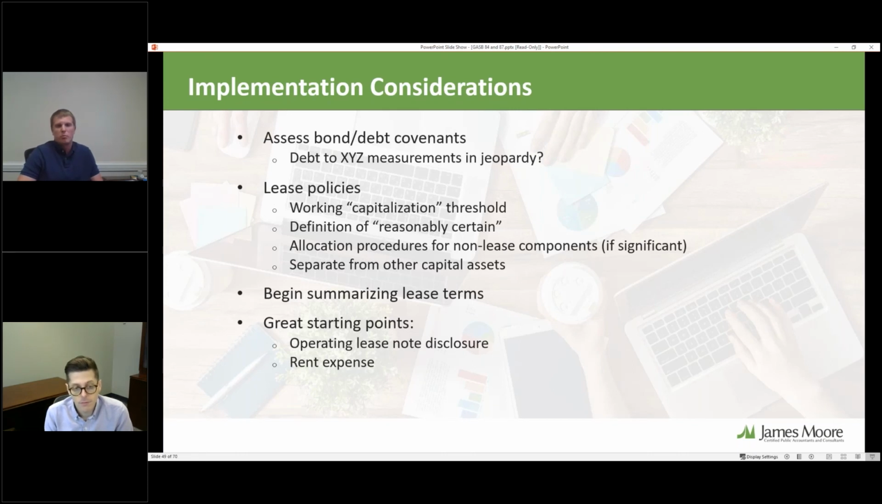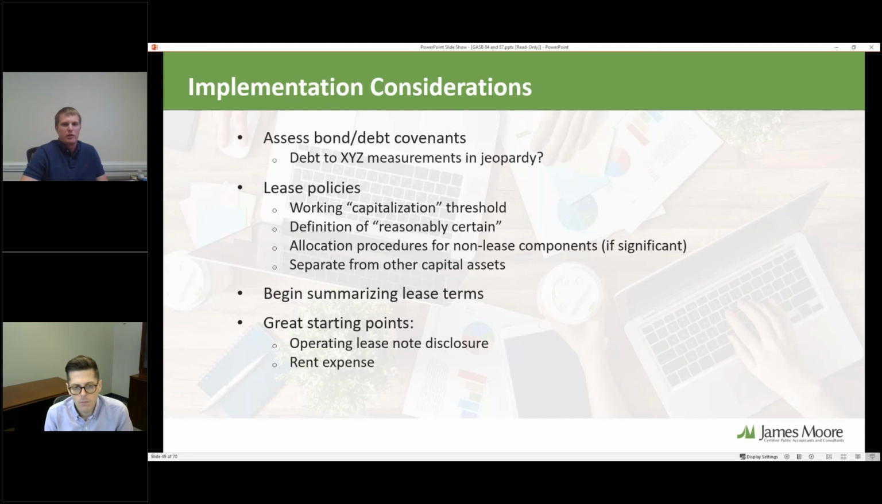Consider setting some internal policies regarding leases, working capitalization threshold. So even though there isn't a specific de minimis threshold, really look at what makes sense for your organization as far as materiality. Probably look at implementing a policy which defines reasonably certain. As we talked about before, especially with the lease term, there is some judgment involved. So having a standard way of looking at that, you want to be consistent in how you're applying that reasonably certain definition.